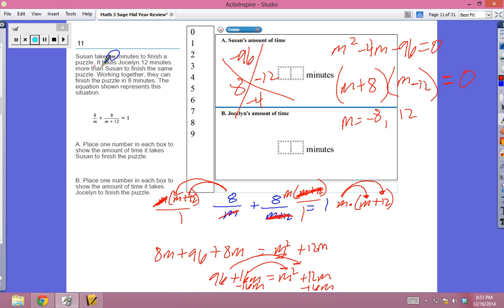And m is how long it takes her to finish a puzzle. So negative's not going to make sense in this story, but the 12 will. So it's going to take Susan 12 minutes to finish it by herself, and then it would take Jocelyn 24 minutes, because it's going to take her 12 minutes longer.